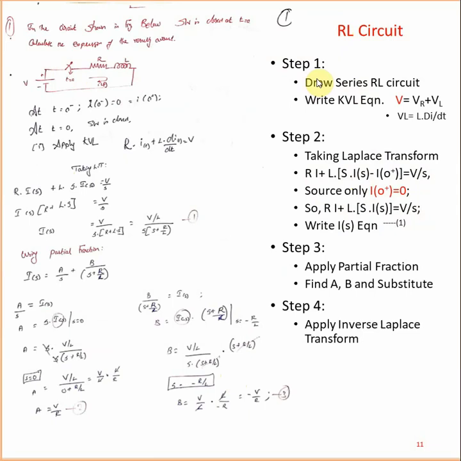That's all. So step number 1, apply the KVL. What is the KVL? V is equal to VR plus VL. What is VR? I into R. What is VL? L into di by dt. It is equal to V. So the first equation, the first step, is over. Then apply the Laplace transform. So R into I of s.